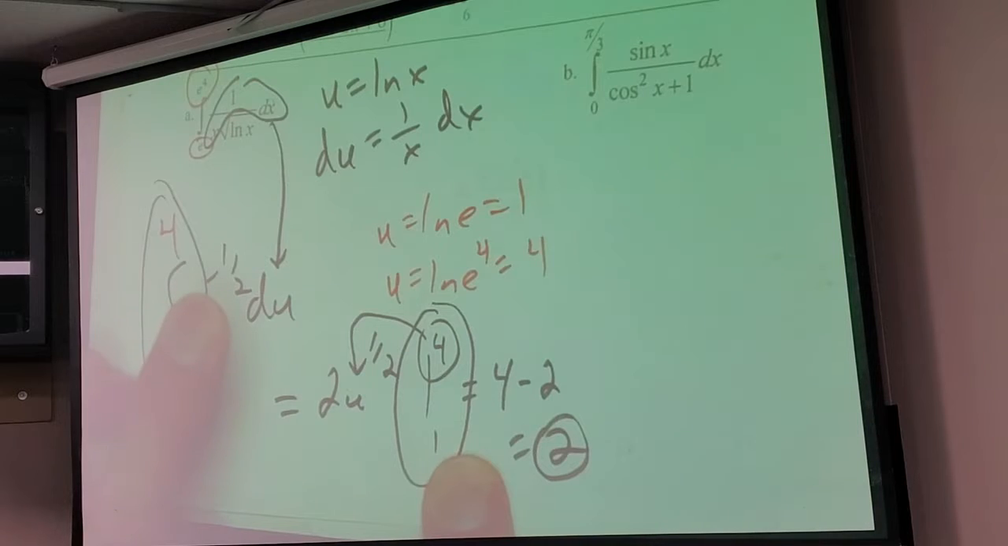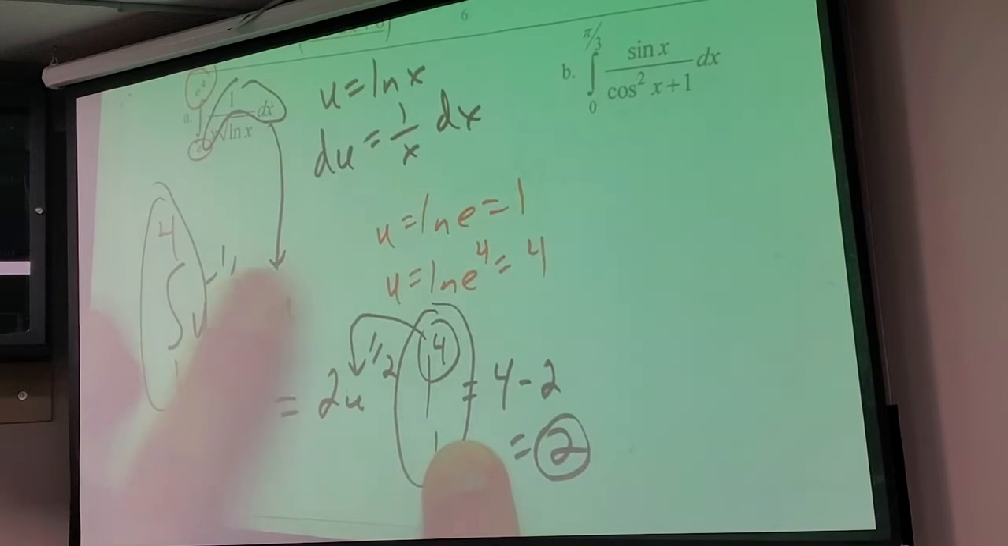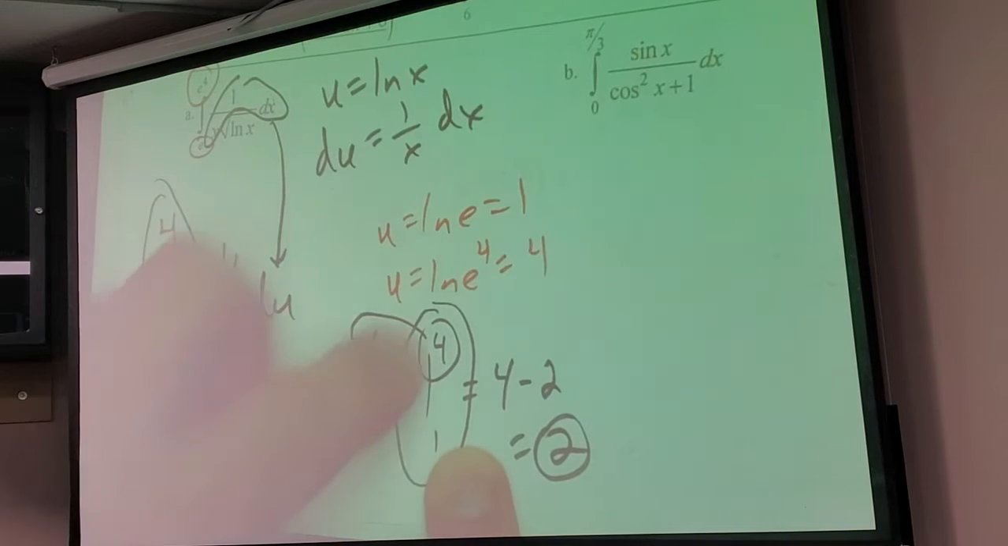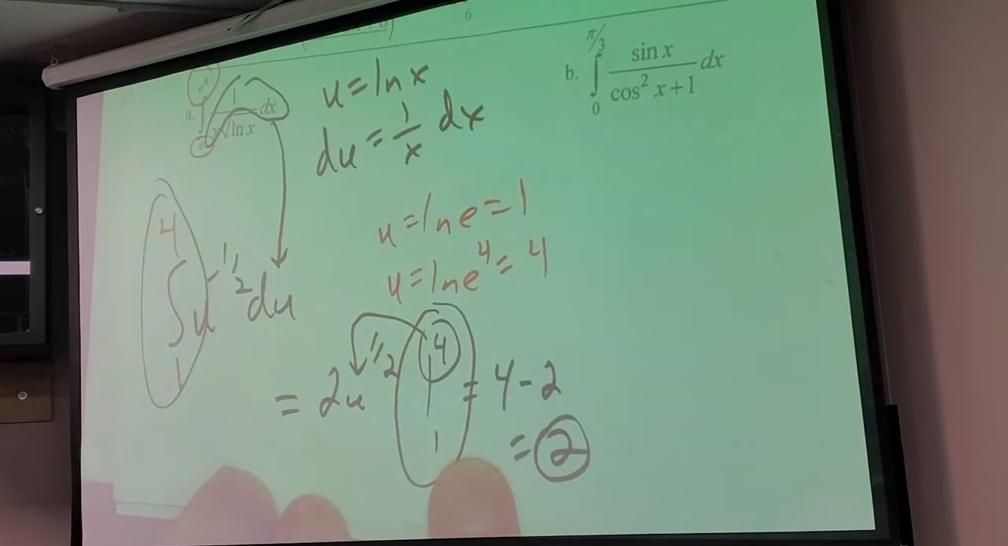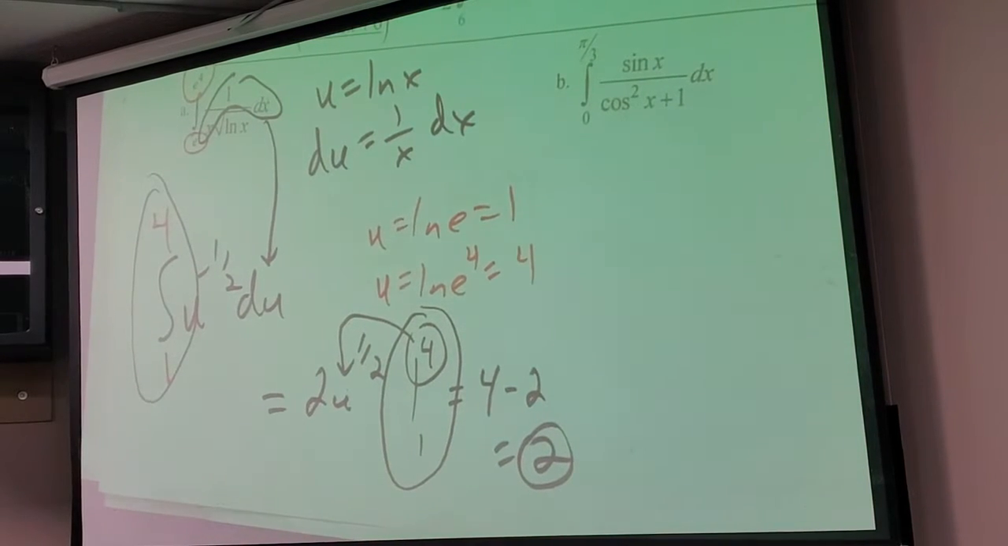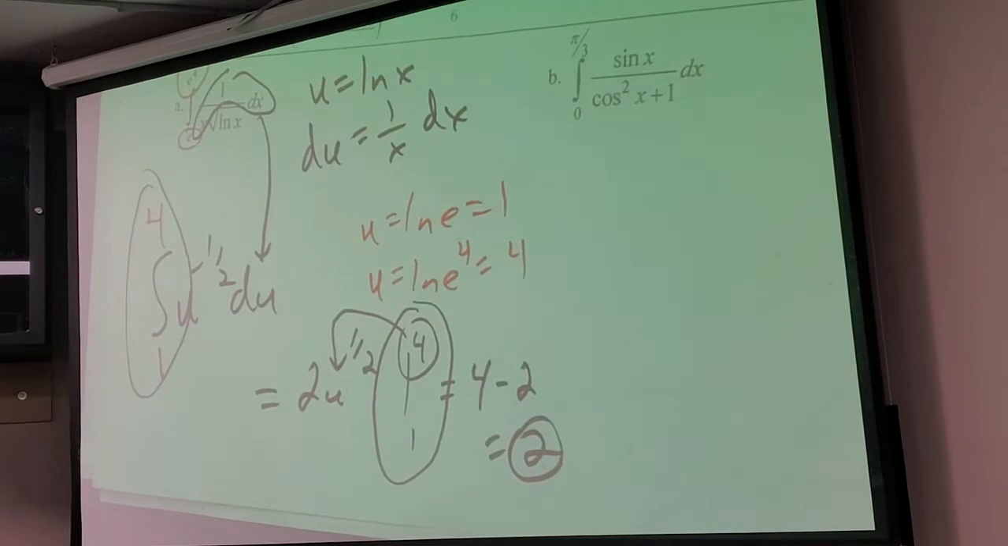So the inner area is related to the antiderivative, but they have to be evaluated between the limits. So when I plug a 4 in, I get the area up to 4. When I plug a 1 in, I get the area up to 1. If I subtract those, I get the area between 1 and 4. Does that make sense? No. Yes.